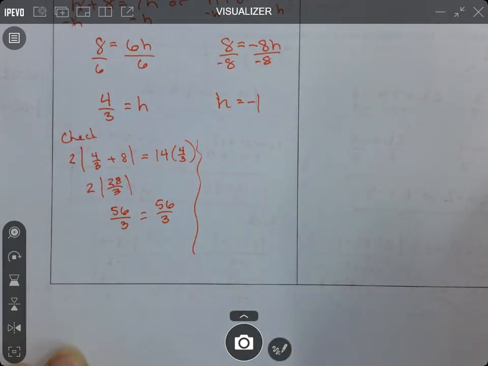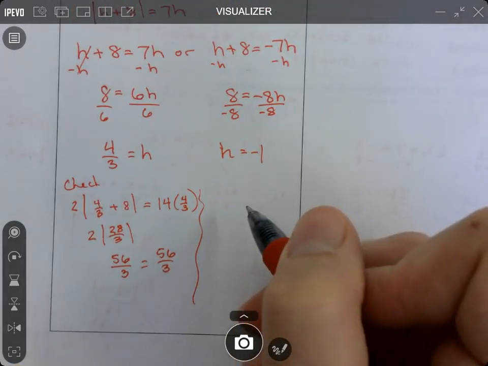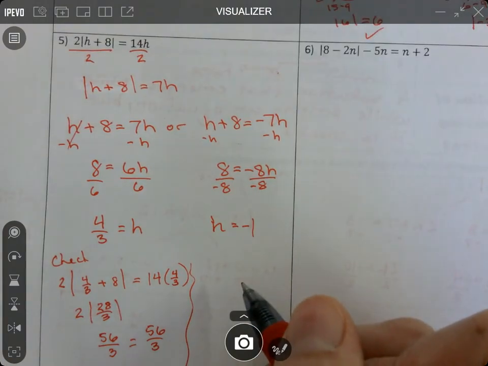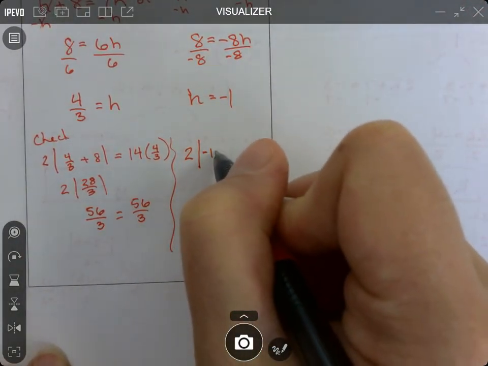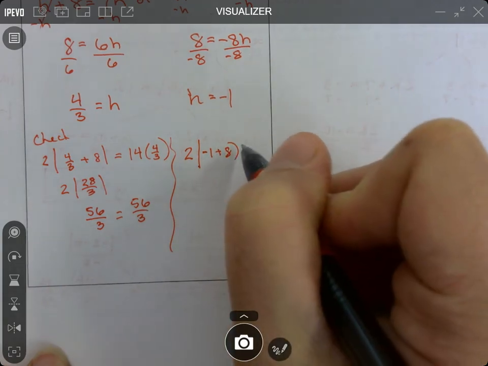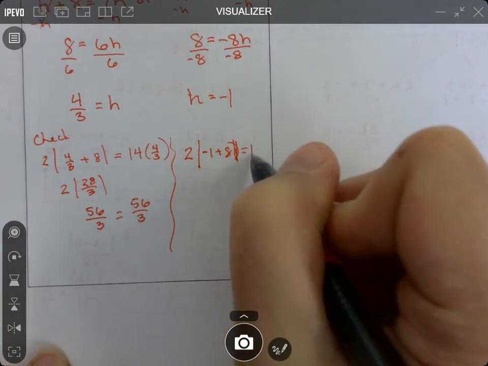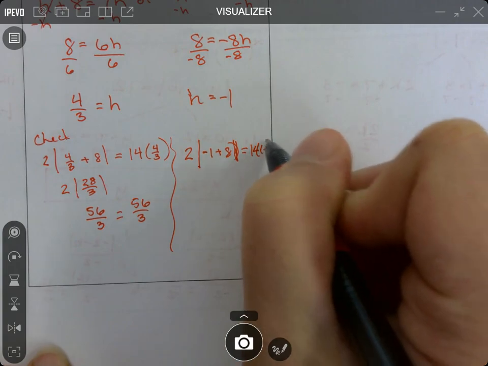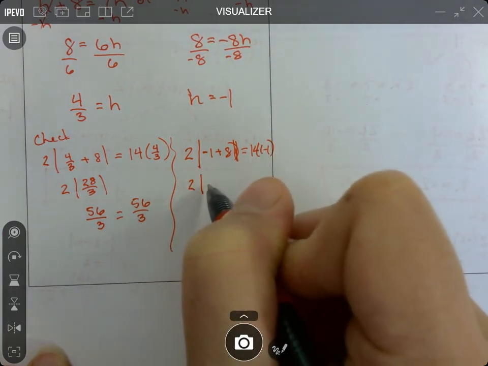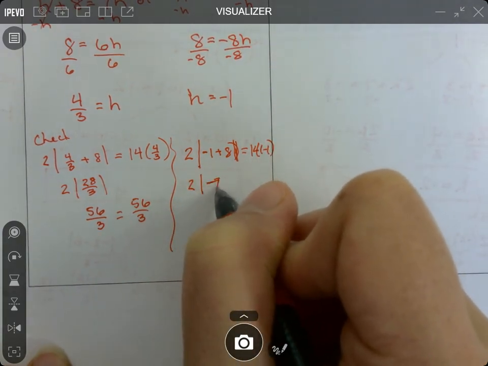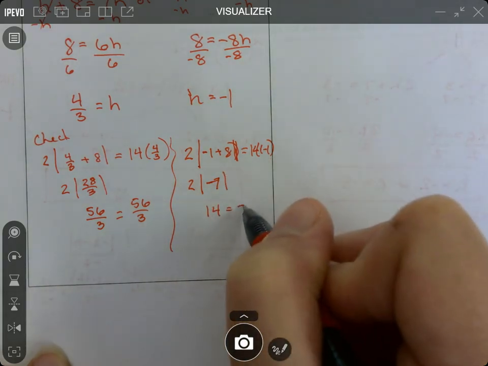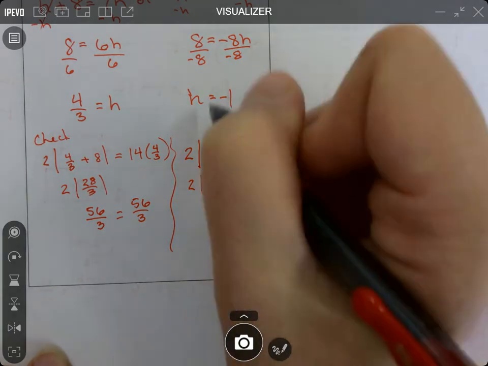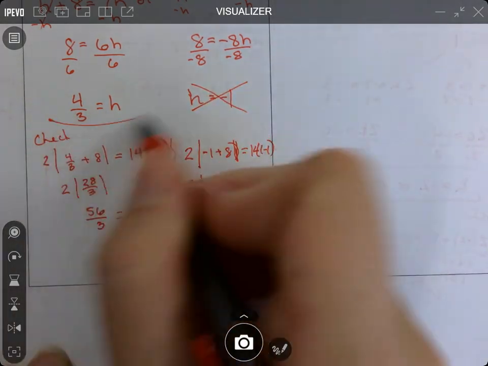But when I go to plug in the negative, let me go back to my original. Well, I'm way up there. Plug it into the original. 2 times the absolute value of negative 1 plus 8. Oh, no. That should be absolute value. Equals 14 times negative 1. Okay. Well, this is going to be 2 times the absolute value of positive 7, which is 14. And over here, I get a negative 14. And that doesn't work. So that's considered an extraneous answer.